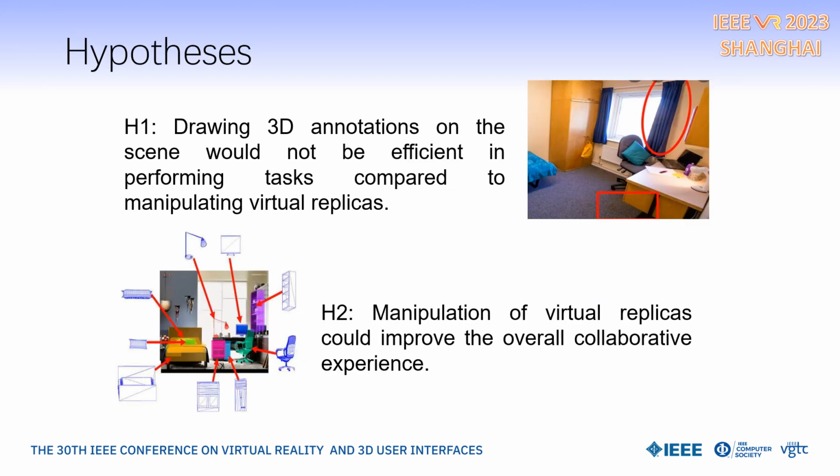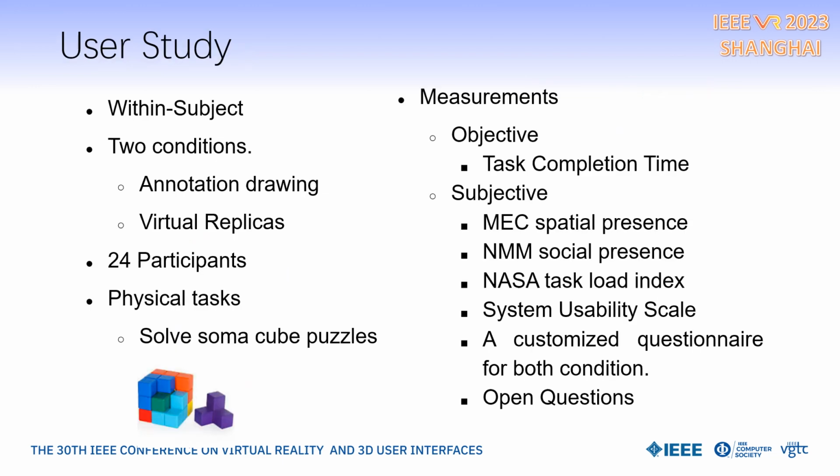For answering our research questions, we brought forward two hypotheses. The first hypothesis is that joint 3D annotation on the scene would not be efficient enough in performing tasks compared to manipulating virtual replicas. The second hypothesis is that manipulation of virtual replicas could improve the overall collaborative experience in a 3D mixed reality remote collaboration system.